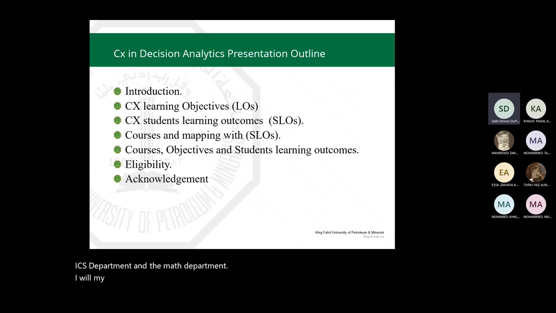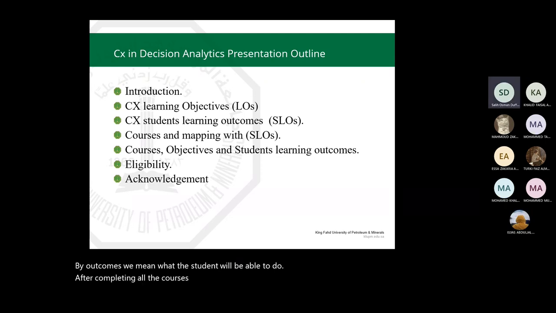My presentation will go like this. I have a plan. I will give an introduction about the field of decision analytics. Then I will give the concentration learning objective, then the learning outcomes. By outcomes, we mean what the student will be able to do after completing all the courses in the concentration. Then we'll see the courses and mapping with student learning outcomes, course objectives, eligibility, and then acknowledgement to the people who participated in this.